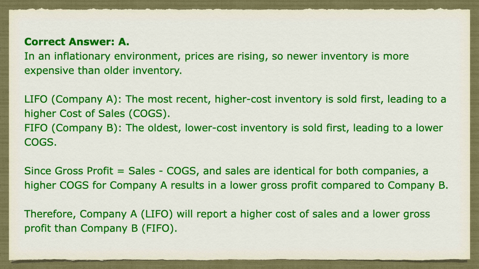Correct answer, A. In an inflationary environment, prices are rising, so newer inventory is more expensive than older inventory. LIFO, Company A, the most recent higher cost inventory is sold first, leading to a higher cost of sales, COGS. FIFO, Company B, the oldest lower cost inventory is sold first, leading to a lower COGS. Since gross profit equals sales minus COGS, and sales are identical for both companies, a higher COGS for Company A results in a lower gross profit compared to Company B. Therefore, Company A, LIFO, will report a higher cost of sales and a lower gross profit than Company B, FIFO.